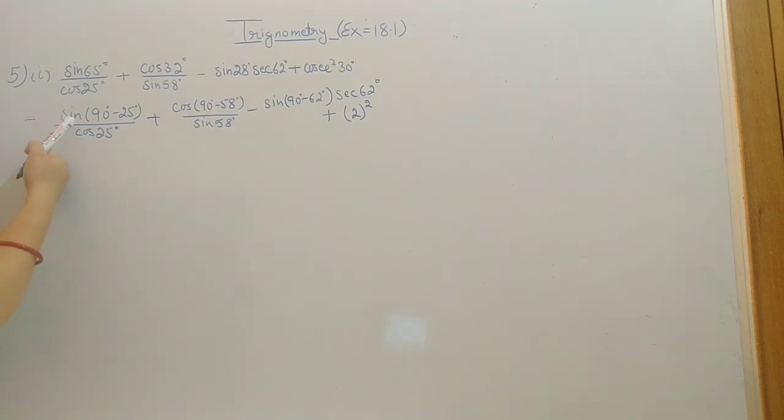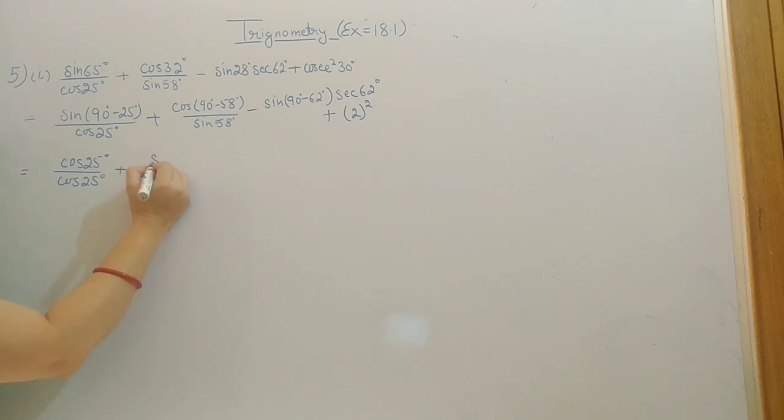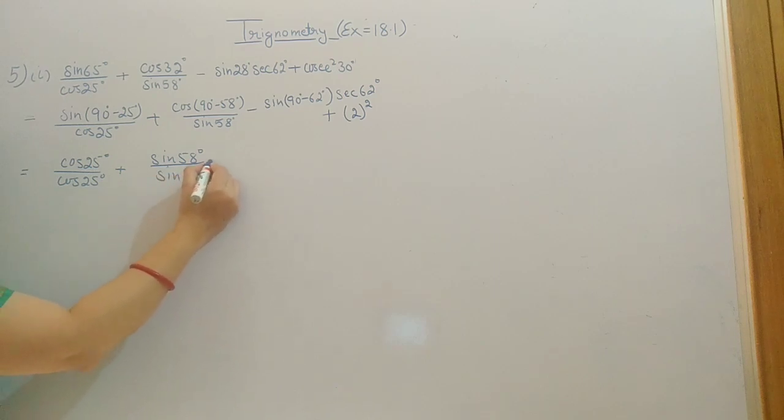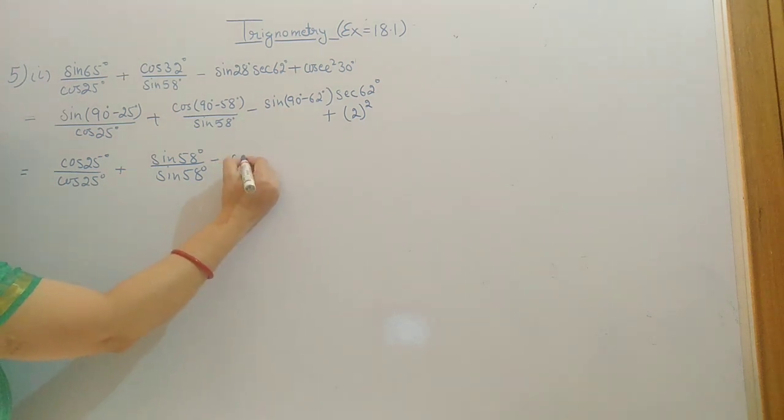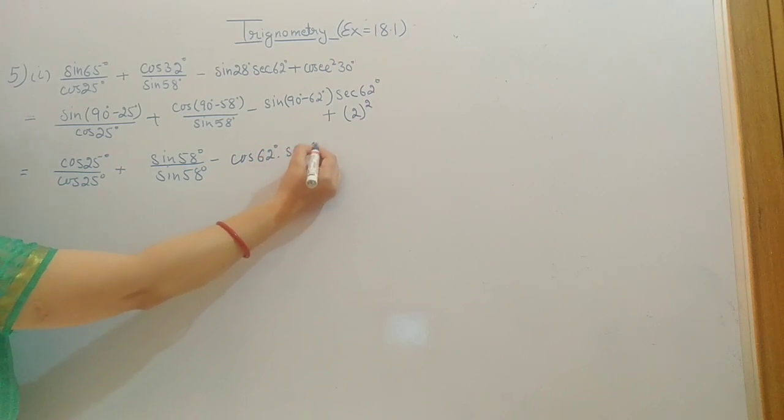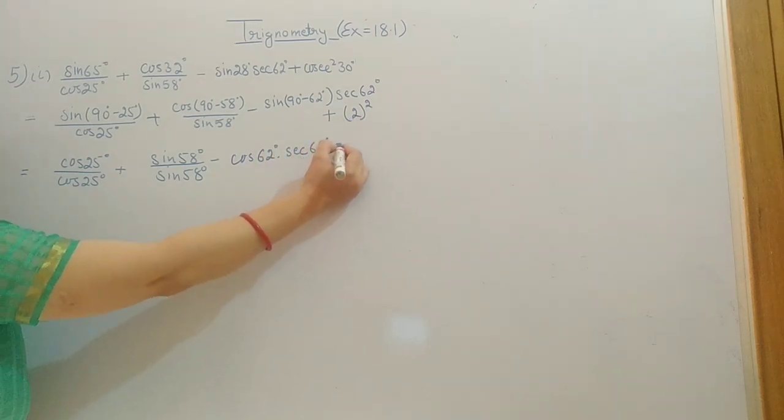Now third step, sin (90 minus theta) is equal to cos theta, so it will become cos 25 by cos 25. Cos (90 minus theta) is sin theta, so it will become sin 58 by sin 58, minus sin (90 minus theta) will become cos theta. So cos 62 sec 62. 2 square is 4.